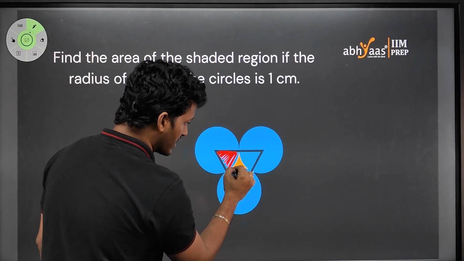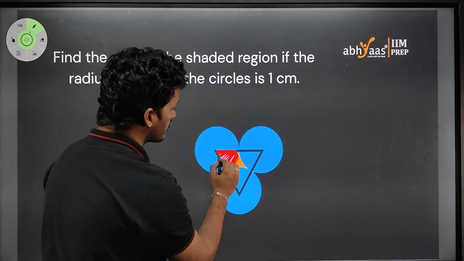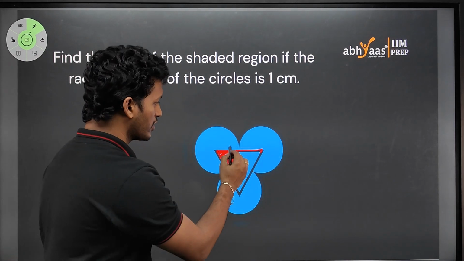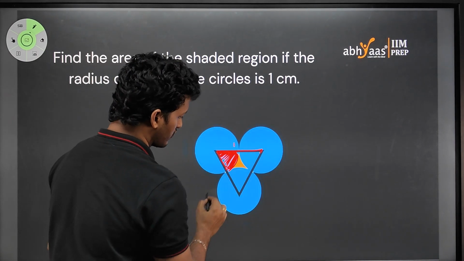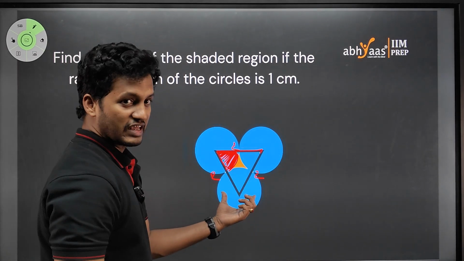What is this sector area? How will we know this sector area? As you already know, this is an equilateral triangle. By the dimensions we came to know that, because this side length is 2 and this side length is 2, this side length is 2. So that means this is an equilateral triangle.